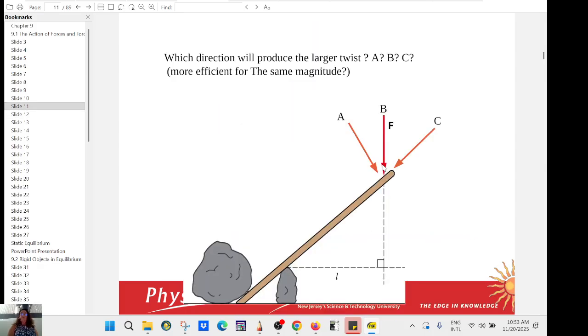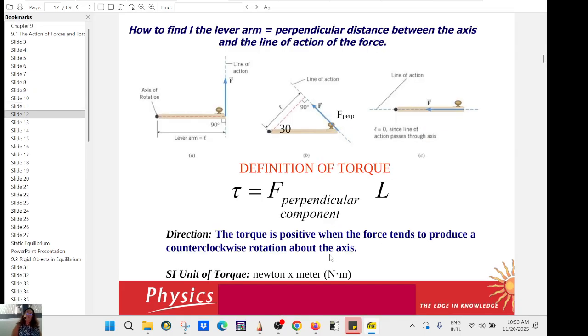Yeah, so you have to find the perpendicular components. So you go from the tail to the head. So you go down and then this. You have to find that component here using trigonometry. We're going to do that. But anyway, here is an example.